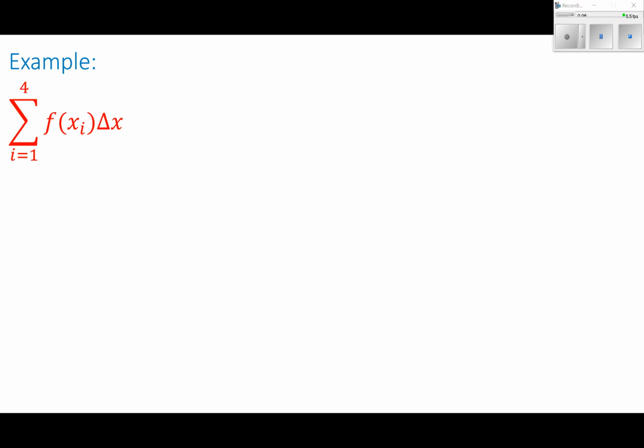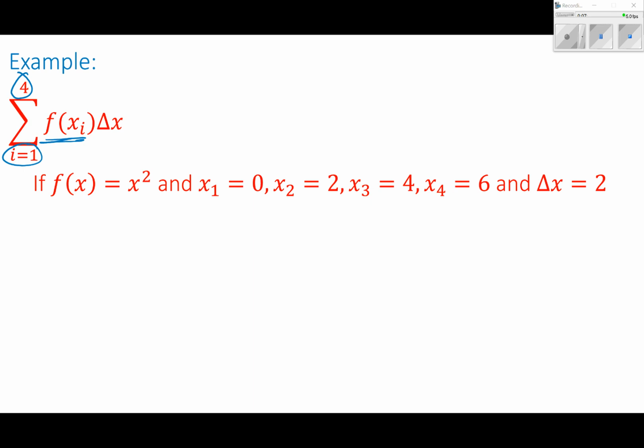Let's try another one. So this one has a lot more notation built into it. And the hardest part of these summation notation functions is making sure you understand what each piece represents. So I'm starting with i equals 1. So I know I'm going to start from the very first term on this one, and I'm only going to go out to the fourth term. So I'm going to have first term, second term, third term, fourth term. Now my function is f of x sub i, and then I have this delta x piece here. So we need a little more information on what all that means.